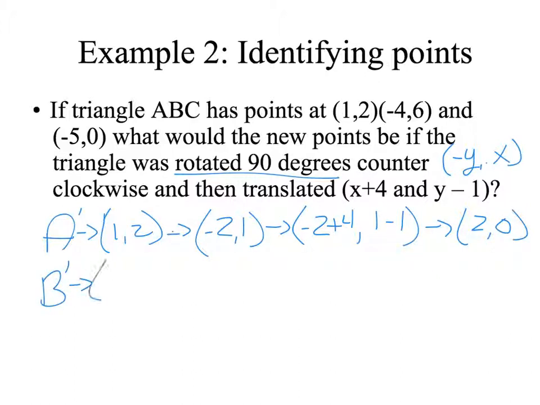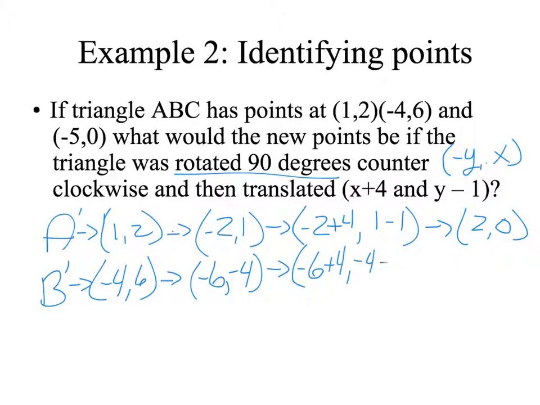B prime is going to be at negative 4, 6. We are going to rotate it. That's going to make it negative 6, negative 4. We're then going to translate it up 4, so plus 4, and we're going to translate it down 1. And that's going to take it to negative 2, negative 5.